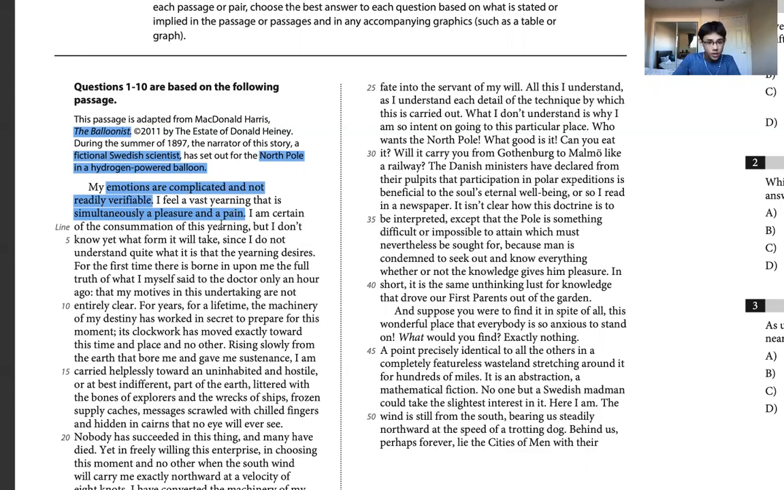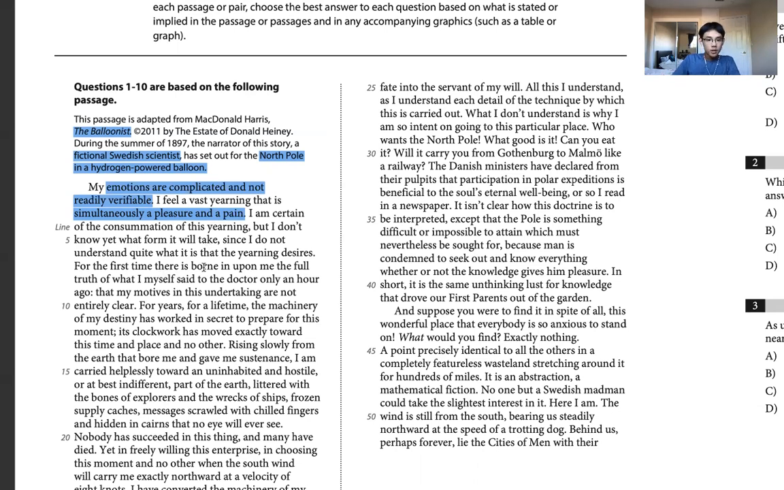"I am certain of the consummation of this yearning, but I don't know yet what form it will take, since I do not understand quite what it is that the yearning desires." This is a complex sentence because there's a lot of repetition of yearning, and a complex sentence structure. But basically what the narrator is saying here is that he is certain that he wants to do this, but he is not entirely sure of the end result of him doing this certain action.